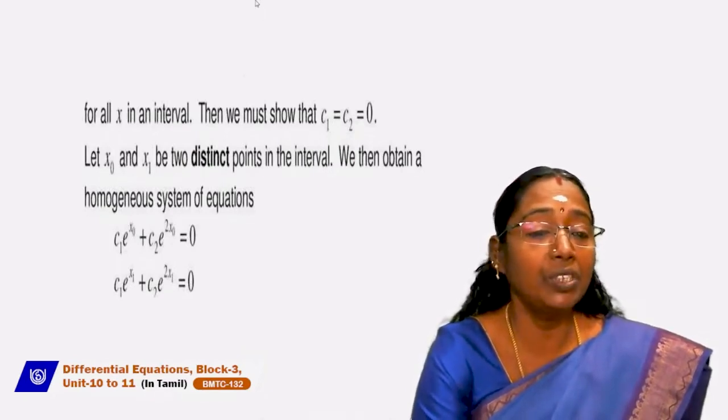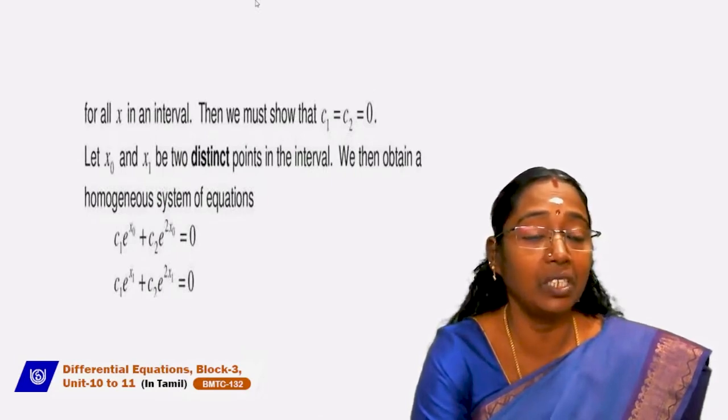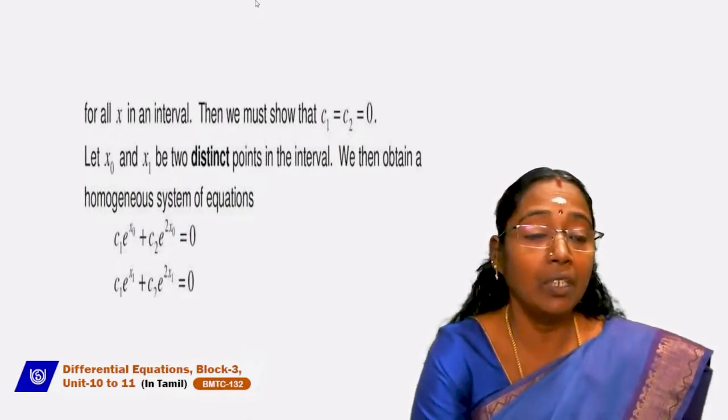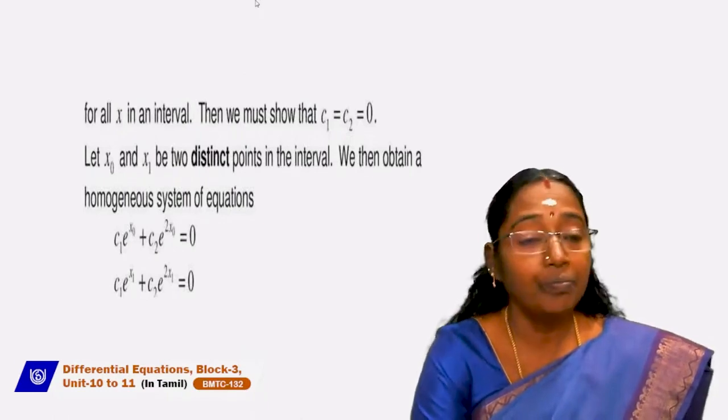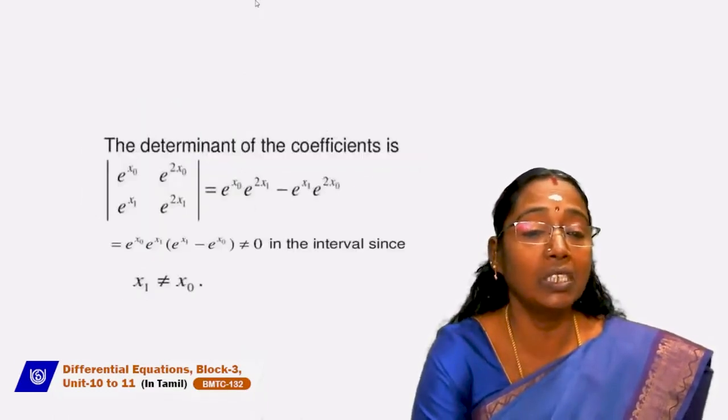We then obtain a homogeneous system of equations. These two points satisfy the linear equation, namely c1 e^x0 plus c2 e^2x0 equal to 0, and c1 e^x1 plus c2 e^2x1 equal to 0. So you have to eliminate the two constants c1 and c2.